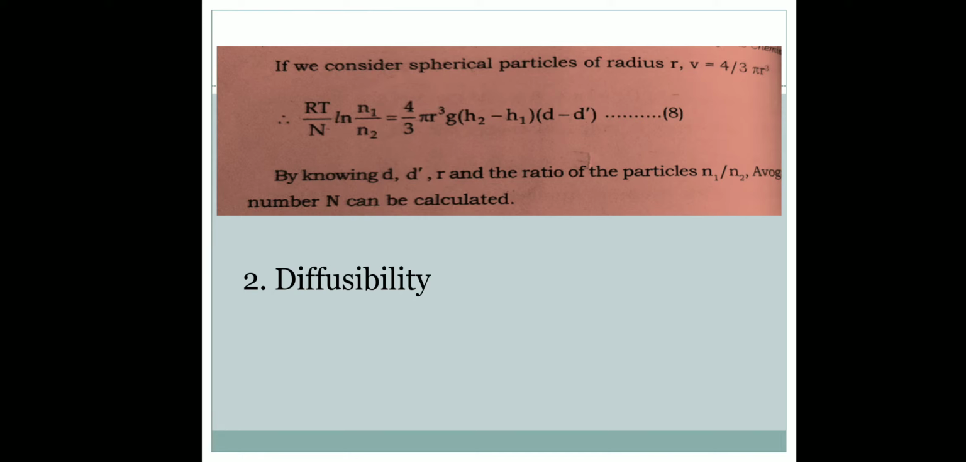The colloidal particles consist of dispersed phase, which do not readily diffuse through the parchment paper or any other membrane. This is known as diffusibility of colloidal particles.